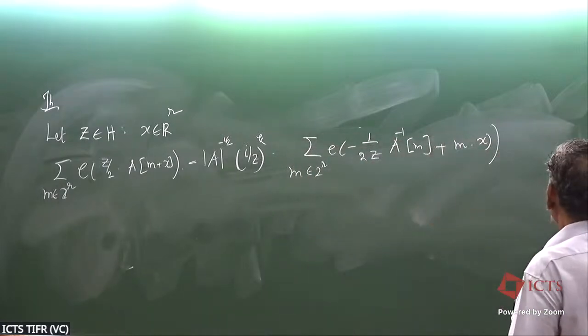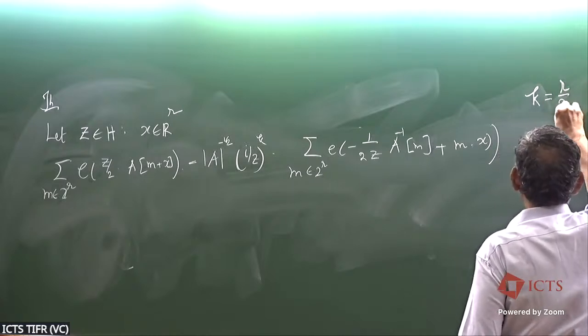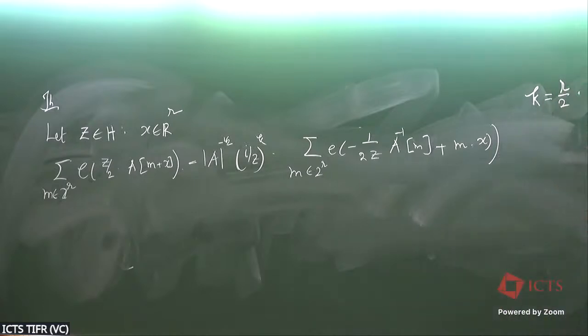Oh, k is equal to r by 2, yes. This k will come, of course, when you are looking at this as a weight, a modular form, and then when you want to look at the weight and the level, etc., then this k will come, which is r by 2, that will be weight k.